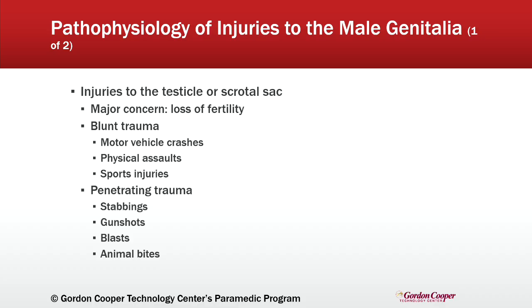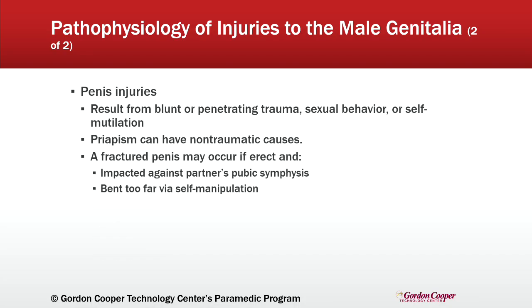Blunt trauma from events like motor vehicle crashes, physical assaults, or sports can result in contusions, ruptures, and testicular torsions. These injuries frequently present following trauma to the thighs, buttocks, groin area, lower abdomen, and pelvis. Penetrating trauma to this area can be caused by stab wounds, gunshot wounds, blast wounds, and even animal bites. Penile injuries can result from blunt or penetrating trauma, accidents during sexual behavior, and even self-mutilations.